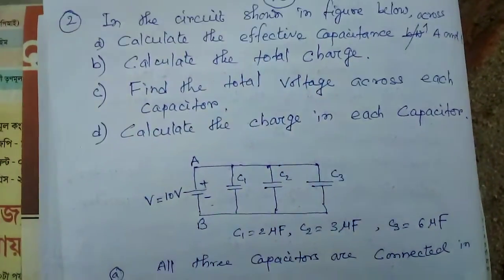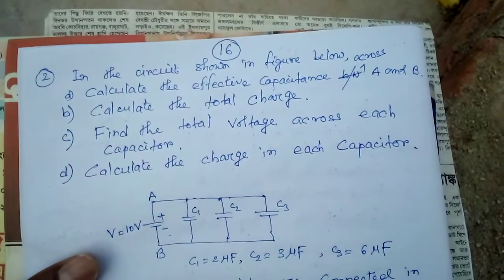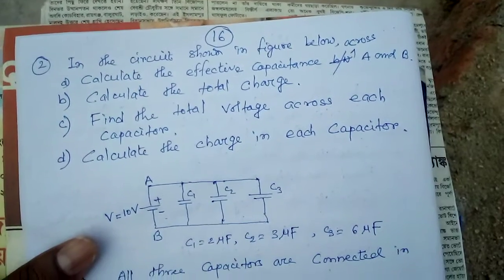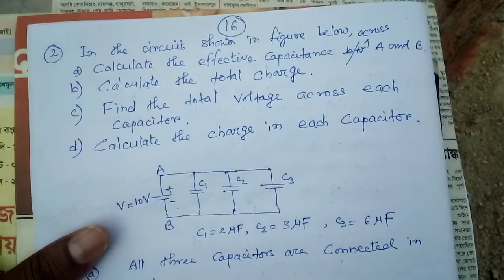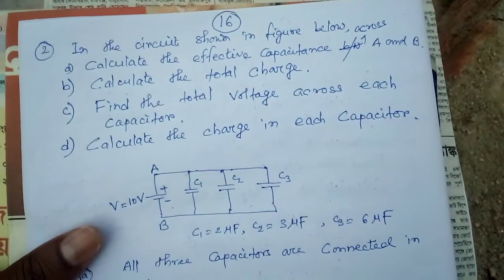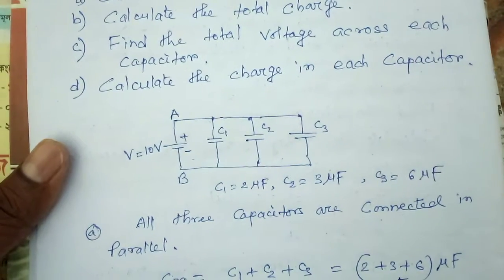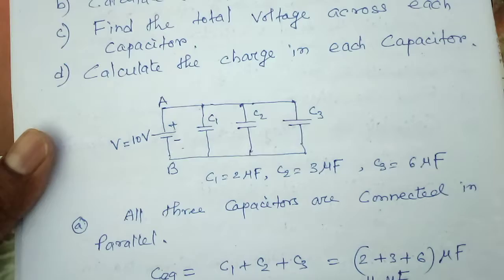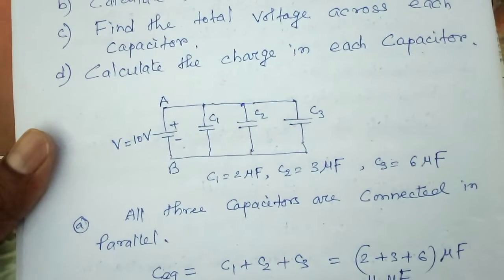Next, in problem 2, in the circuit shown in the figure below, calculate the effective capacitance between A and B, calculate the total charge, find the total voltage across each capacitor, and also calculate the charge in each capacitor. So here in this circuit shown in the figure, we are seeing that three capacitors are connected in parallel between A and B.